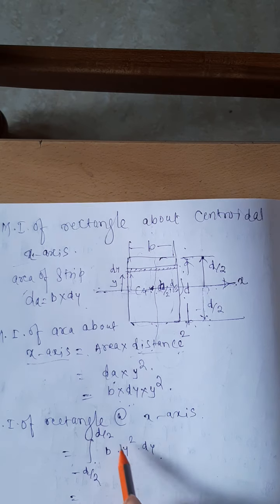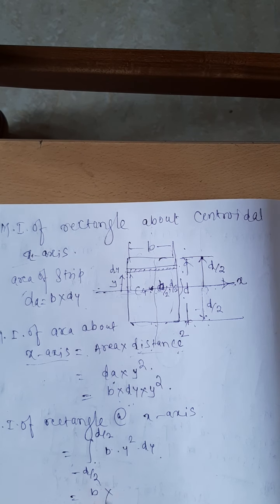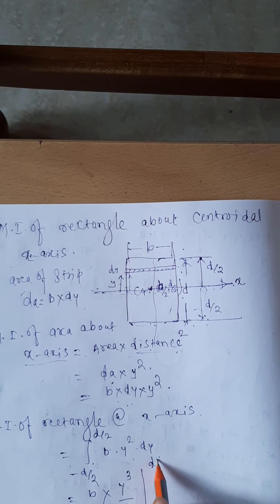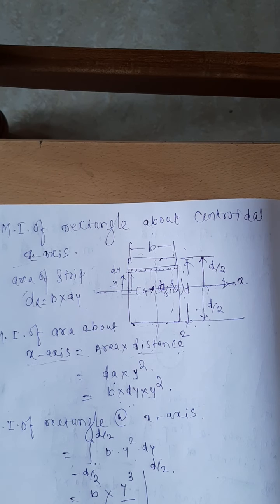This is equal to b into the integral of y square, which is y cube divided by 3, from minus d by 2 to plus d by 2, right? So this is the moment of inertia of the rectangle about which line? About the x axis. I am writing it as I about the x axis is equal to, substituting the values of the integral, you will get b d cube divided by 12.